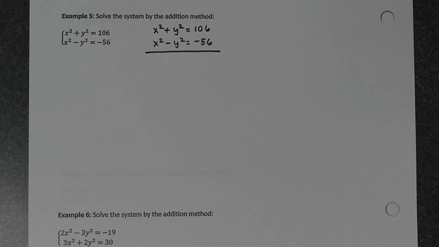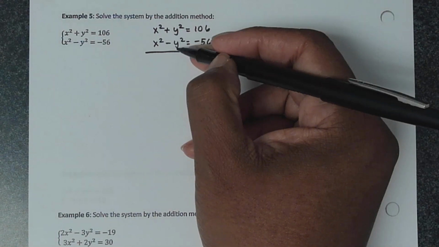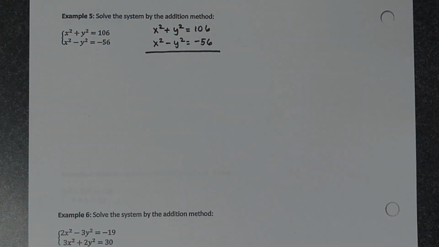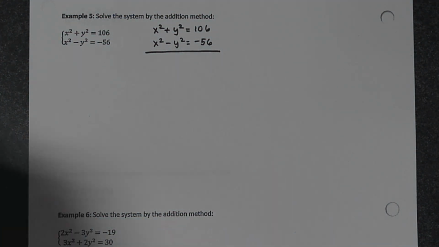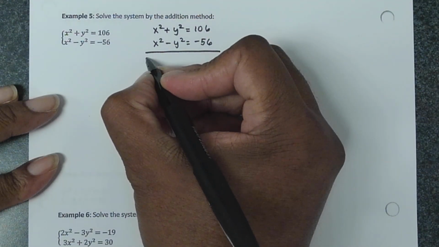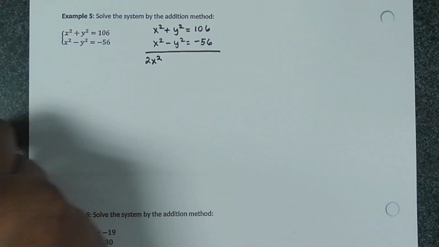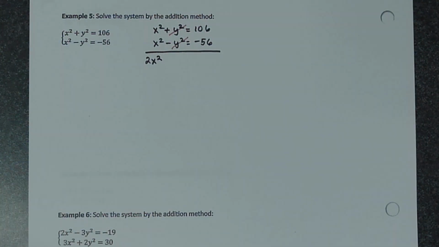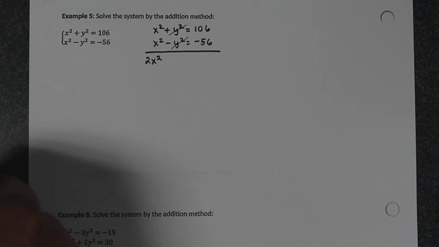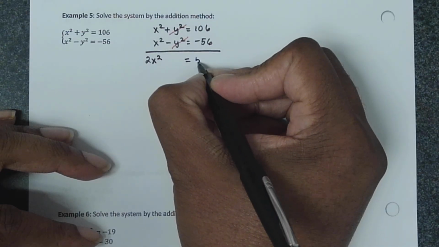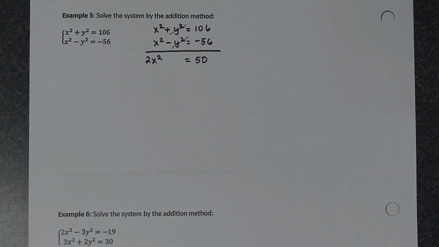Now, as you can see here, we can go ahead and add these equations directly, because notice I have a plus y squared and a minus y squared. I already have opposite signs. So we can add these two equations together. x squared plus another x squared is 2x squared, plus y squared and a minus y squared adds to 0, so that's gone. And that's equal to 106 plus negative 56, which is 50. So I got 2x squared is equal to 50.